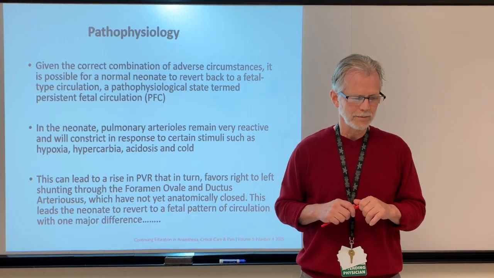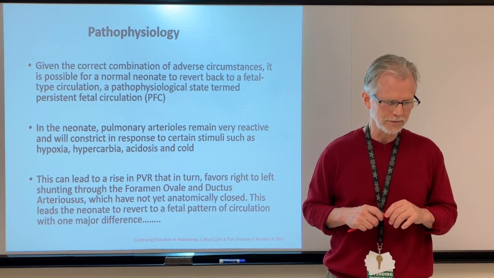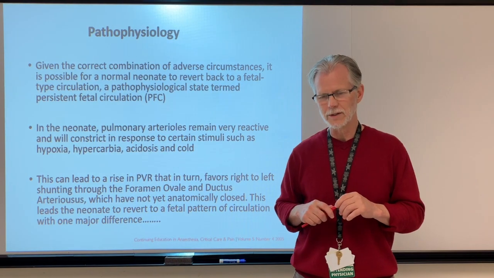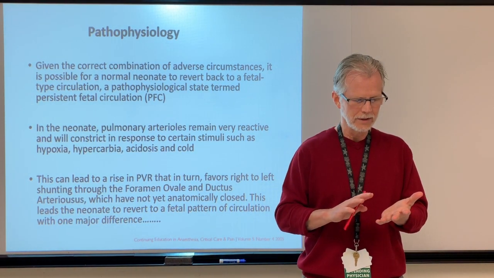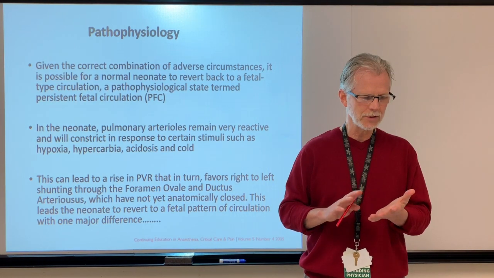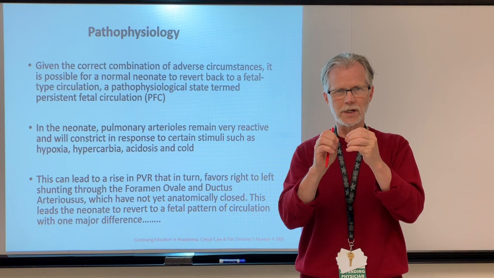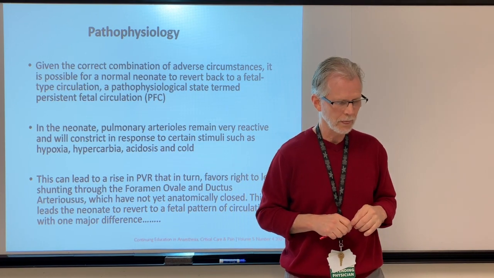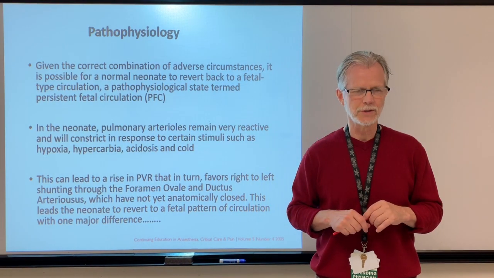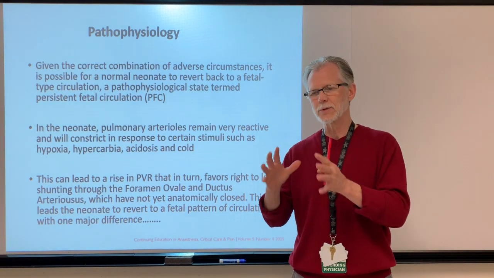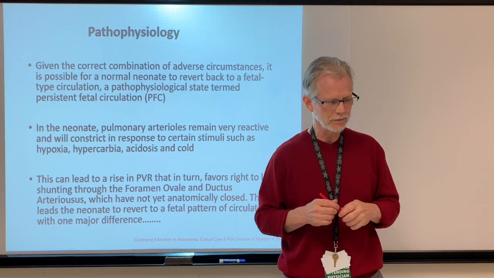In the neonate, pulmonary arterioles are still very reactive, and they do respond. They respond to hypoxia, hypercarbia, acidosis, and cold. And those arterioles will constrict in response to those factors. That then changes the pulmonary vascular resistance. This is the typical situation in the fetus. That's why it's called persistence of the fetal circulation.